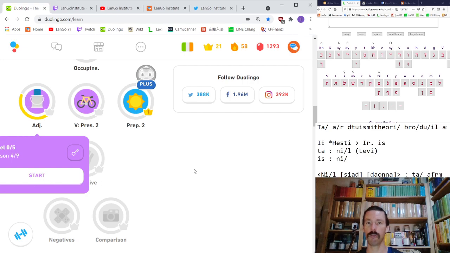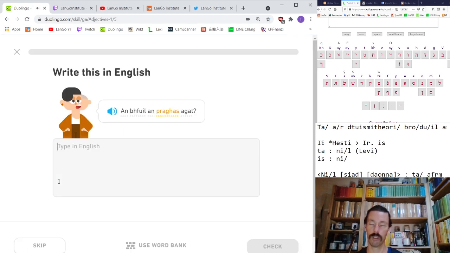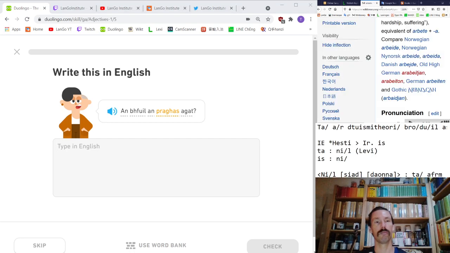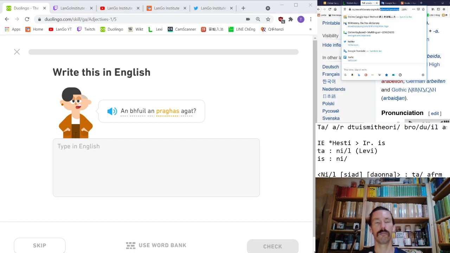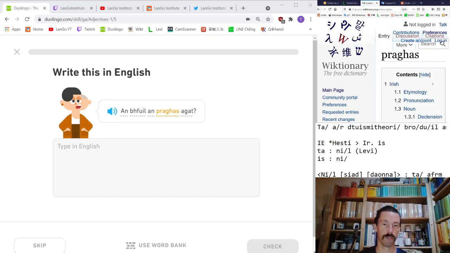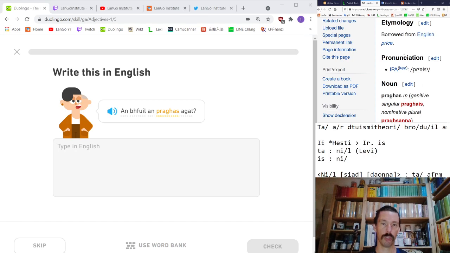But of all the ones that I'm doing on here, I find Irish the most challenging and also the most interesting for that reason. An bhfuil a price agat. I like how this price sounds just like English price, which is what it means. Could be borrowing from English. Let's find out. English price.